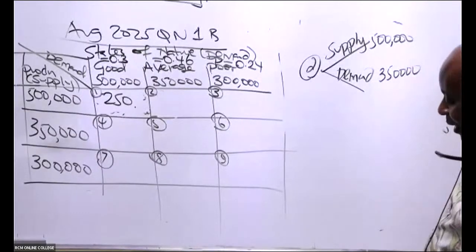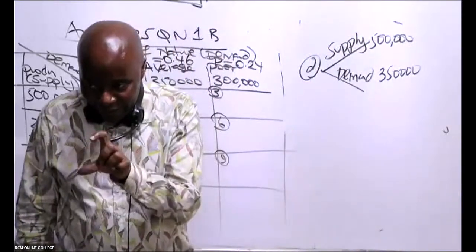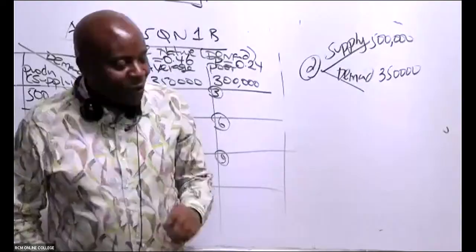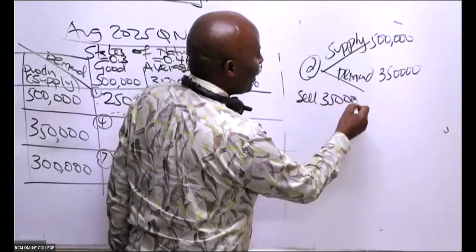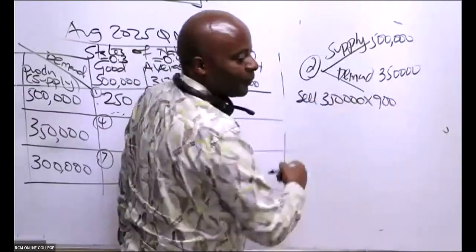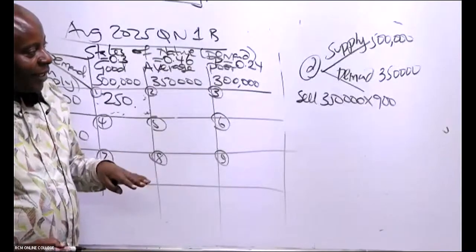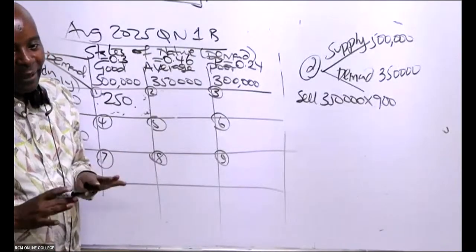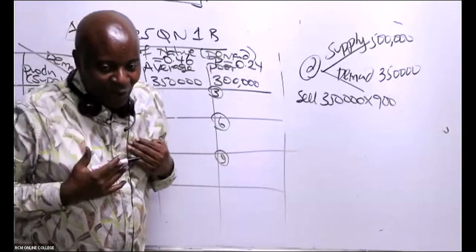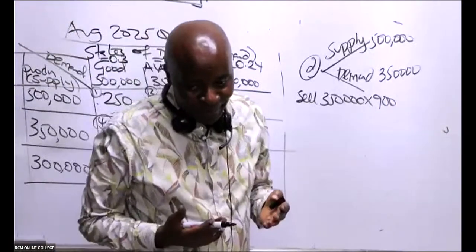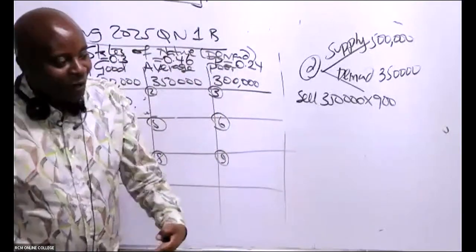So what does this mean, ladies and gentlemen? This is very interesting. So we shall sell how many normally? We sell the lower. So we shall sell 350,000 at what price? At 900. Si ni kweli? Lakini sasa inamaanisha mimi nilikuwa nisha produce umbrella mengi. So nimebaki na zingine. What do I do with them? I sell them next year with a lower price.